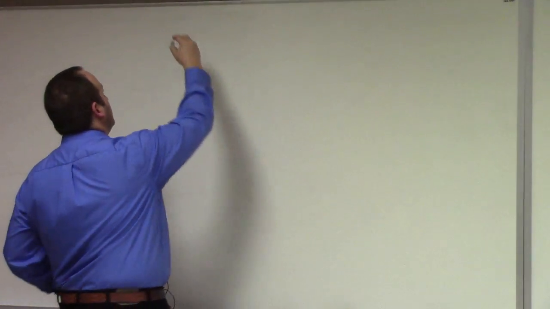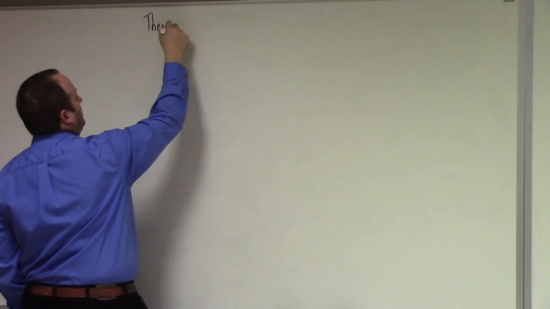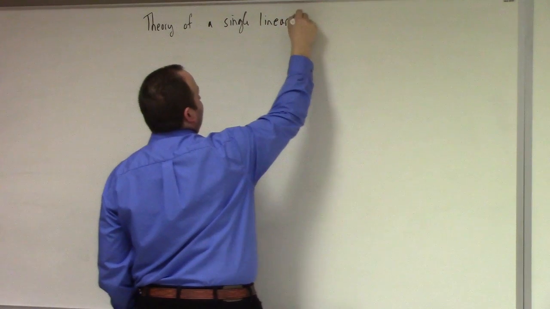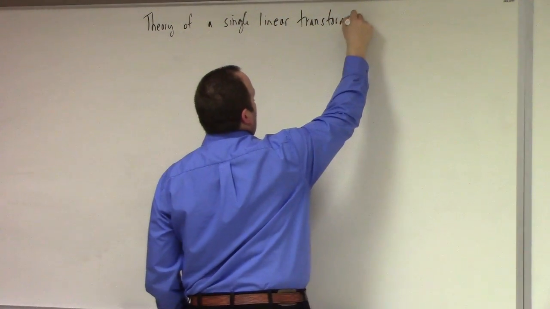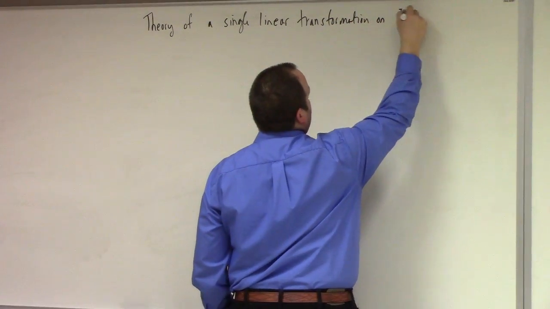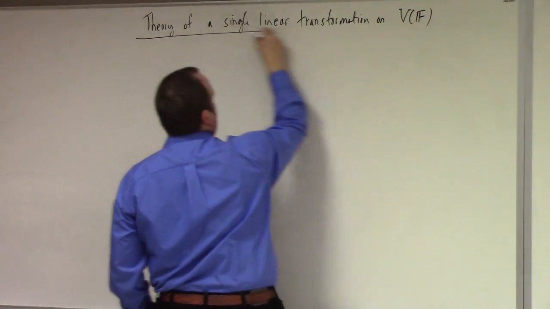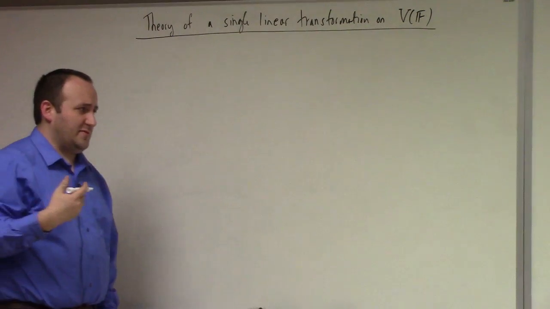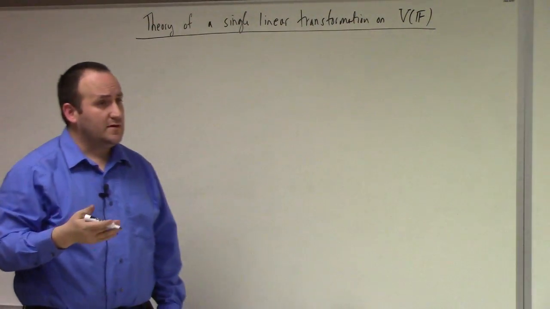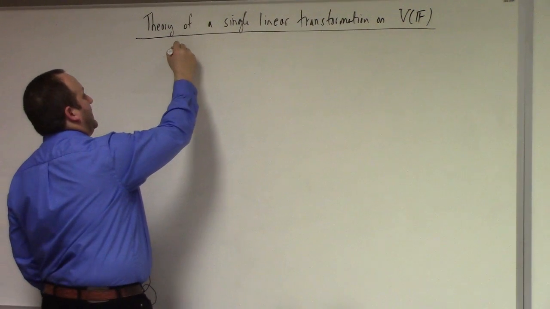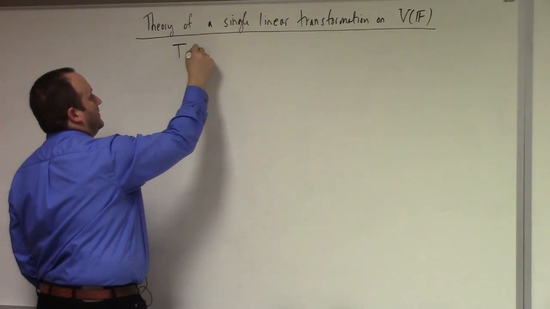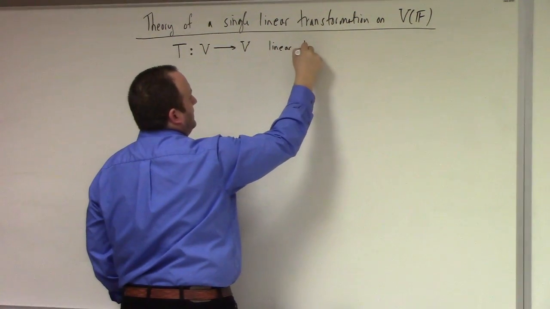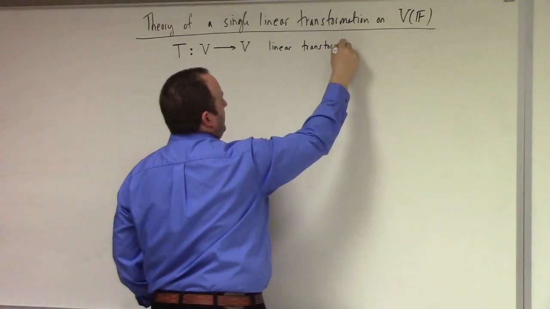All right, so with that, I'm going to begin the theory of a single linear transformation on a vector space V over a field F. For a few lectures, maybe 3 or 4, I forget exactly how many I've allotted, we're just going to be studying what we can say if you have a linear transformation T that goes from V to V, linear. What's the structure of such a transformation?